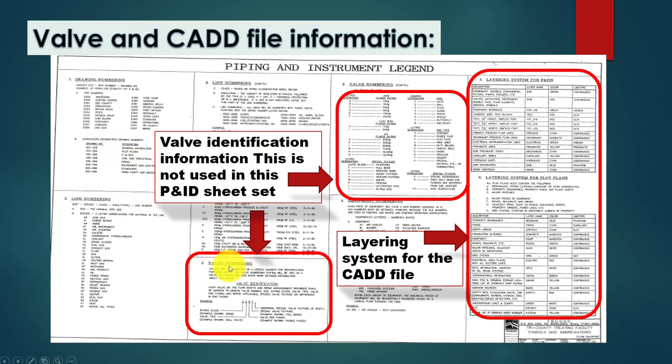Valve identification information is here, but on this packet of P&IDs, it does not give that description for them. So a lot of the times they will include information in the set of files that will be generic for every one of their drawings, and that valve information might be in a different drawing, but it's not on this one. And then we have layering information systems here. This is for the CAD file itself.